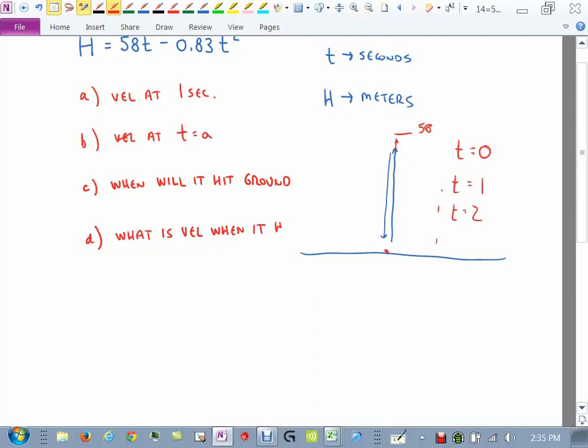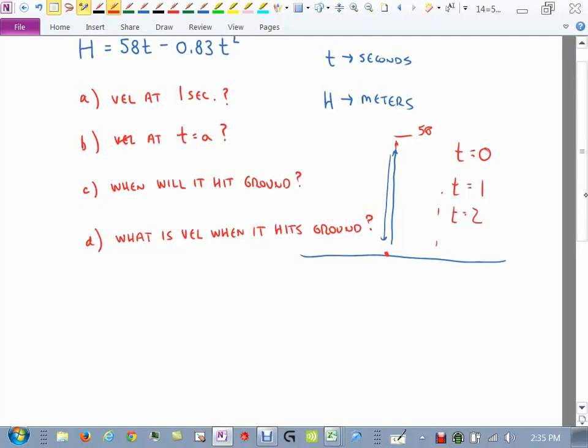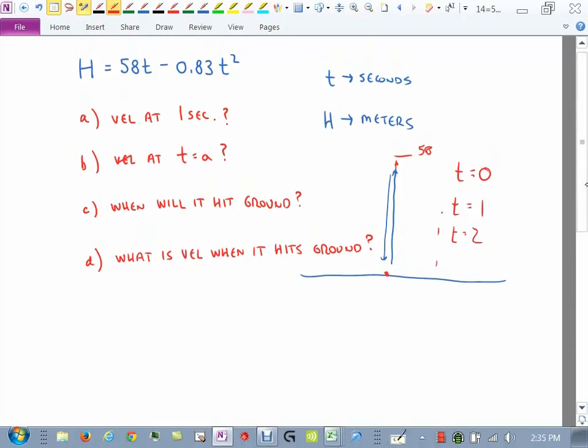So this thing goes up, and we want to know, first of all, how fast is it going 1 second after it shot up into the air? Then we want to know how fast is it going at any point in time. Then we want to know how long is it going to take to hit the ground, and then at what speed it hits the ground. So overall, what we're going to need is the velocity of this thing at 1 second and at t equals a seconds, and we also want to know the velocity when it hits the ground.